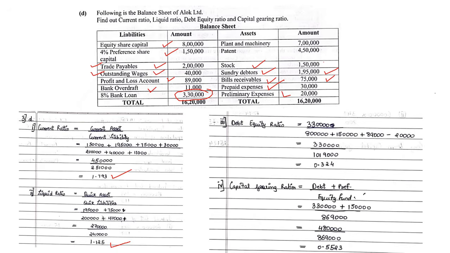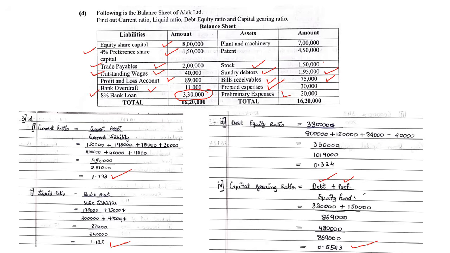Last is capital gearing ratio. The formula is debt plus preference share upon equity fund. Now see here, in debt equity we have equity fund, that will be basically total owners fund. Whereas under capital gearing, since preference share has already been used up in the numerator, it will not be included in the equity fund. So debt is 3,30,000, preference share was 1,50,000, that's the numerator. Now for the equity fund, you have to only take the equity part. So equity 8 lakh plus reserve and surplus 89,000 less fictitious 20,000. So you add, less, divide, and we get the answer as 0.5523. So this is how you have to solve the sum based on ratio analysis.